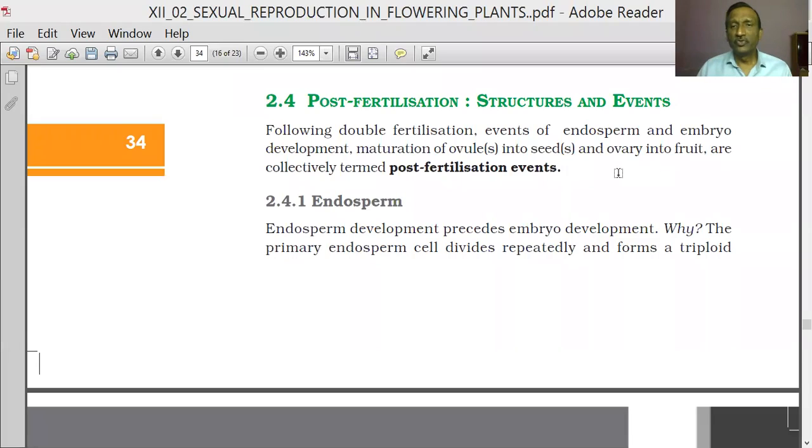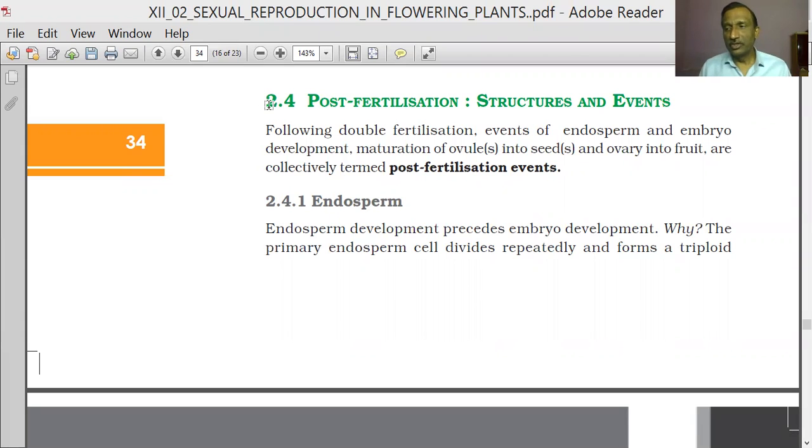Now we are going to study how further development from the zygote to a new plant takes place, which is known as embryogenesis. So let us continue, or rather, not embryogenesis exactly, but post-fertilization changes. In post-fertilization, there are two main events taking place.